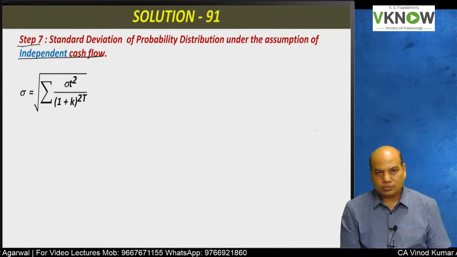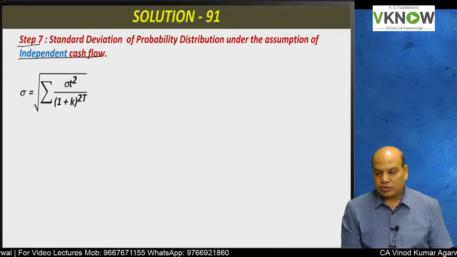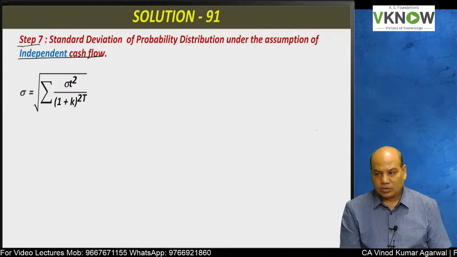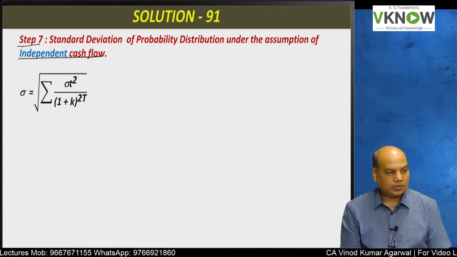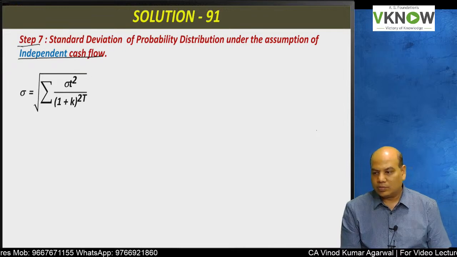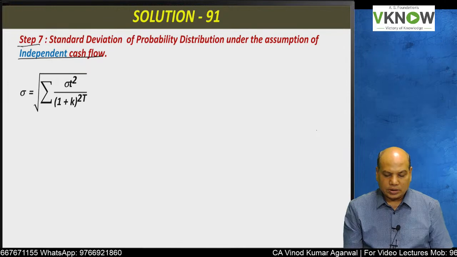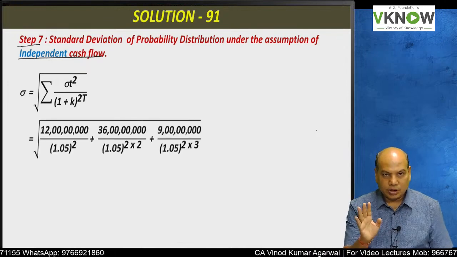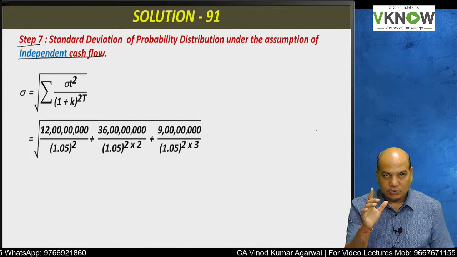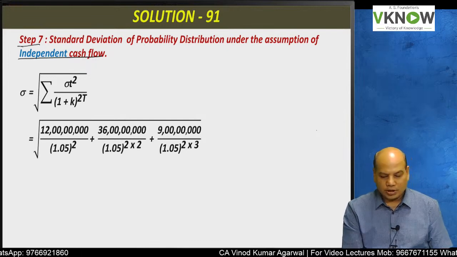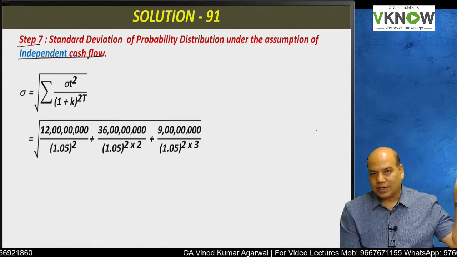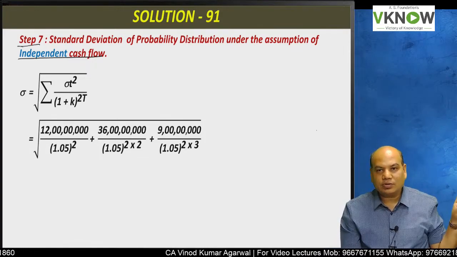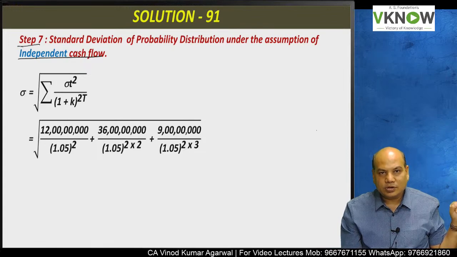Sigma equal to under root summation sigma t square upon 1 plus k to the power 2t. We have already done this formula today 2 or 3 times. One more time. Under root, go to your standard deviation of each year calculation.